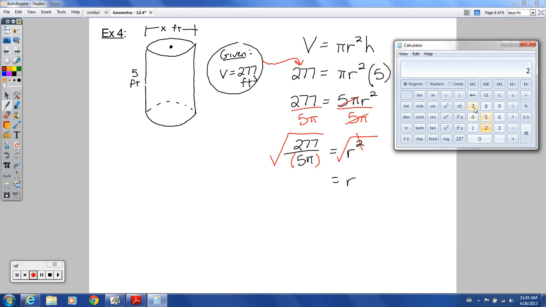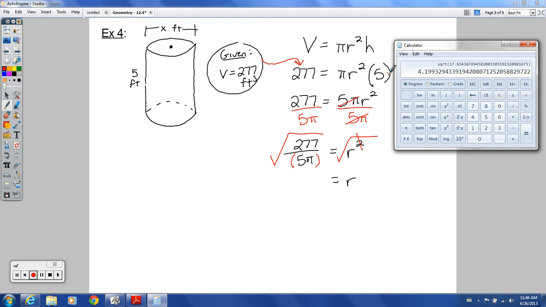So let's do 277 divided by, and then I'm going to use parentheses, otherwise it's going to divide it by 5 and multiply it by pi. So I want to take 5 times pi first. So close my parentheses. Now it's got 5 times pi, and then we've got 277 divided by this. This 5 times pi is this number, so I have to hit equals one more time. I've got 17.63, and now I want to take the square root of that number. Where's my square root button? There it is. So I'm going to take the square root of that.